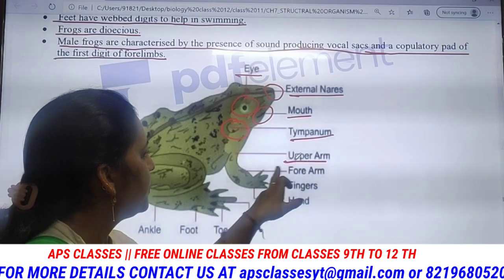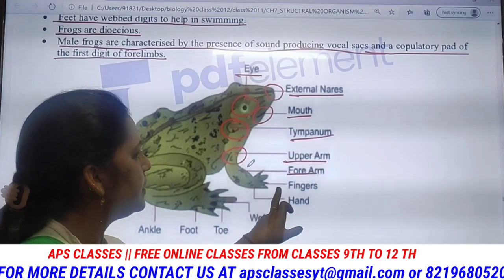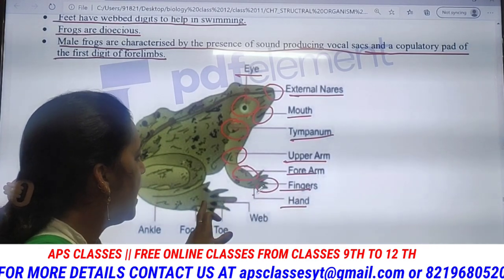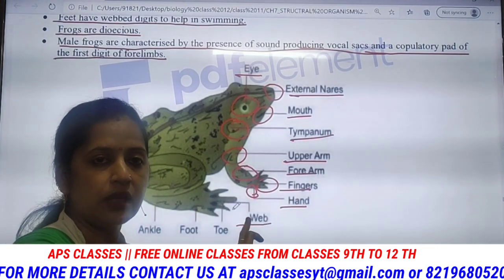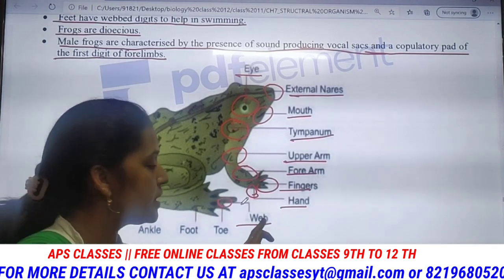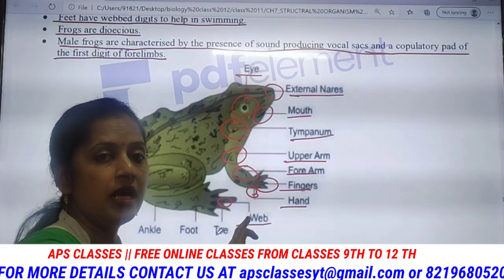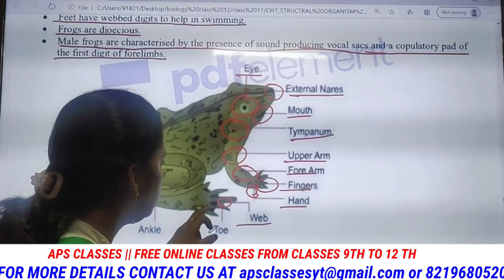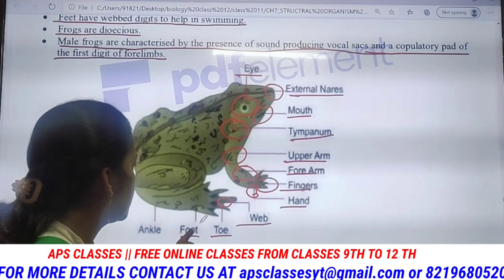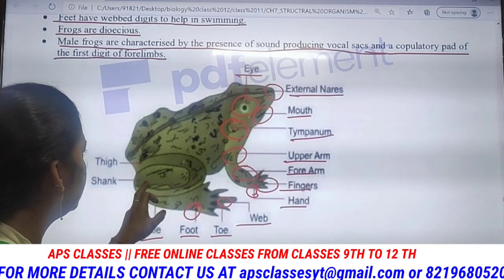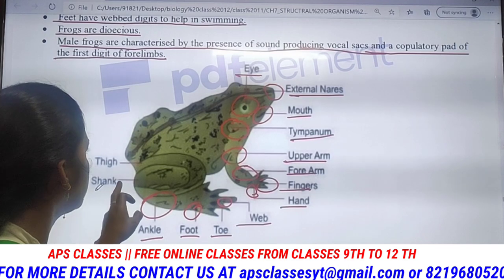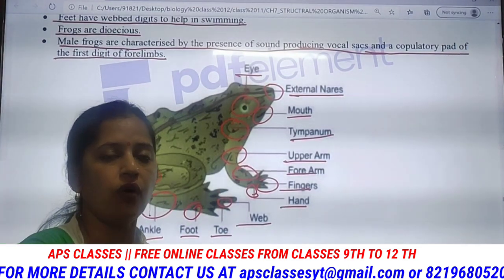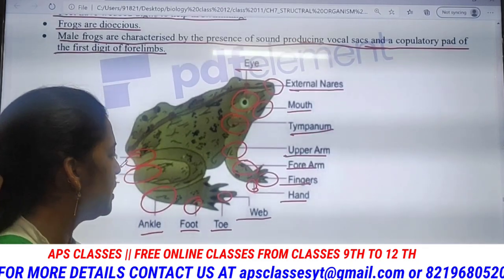This is the upper arm, this is the forearm and these are the fingers, and just below the fingers this is the hand and these are the web digits. That means frogs have web digits and with the help of these web digits they take part in the process of swimming. This is the toe, this is the foot and this is the ankle, and just behind the ankle this is the shin and this is the thigh. So this is the external morphology of the Indian frog, that is the Rana tigrina.